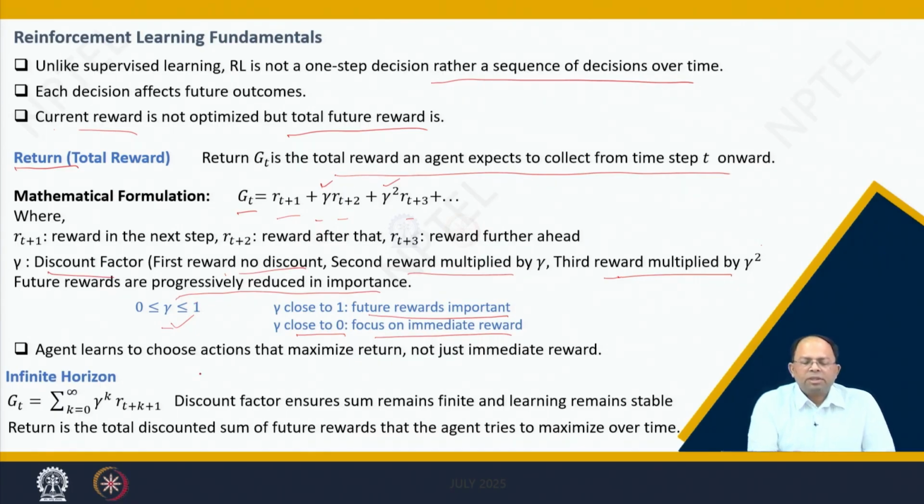The agent learns to choose actions that maximize return, not just immediate reward. So again and again we are stressing on this because it's a series of steps, so the overall reward has to be looked into. And finally, to summarize all this in a general form, we can write G_t = sum over k equal to 0 to infinity of γ^k R_{t+k+1}, and this discount factor ensures that the total sum remains finite and learning remains stable. So return is the total discounted sum of future rewards that the agent tries to maximize over time.